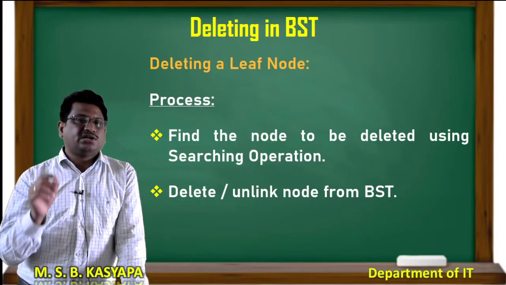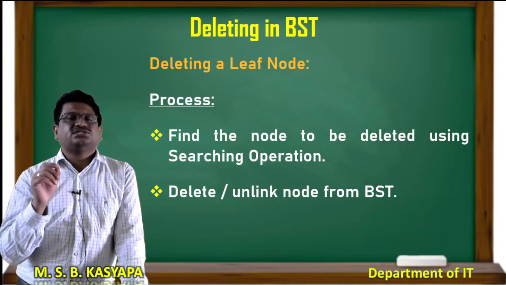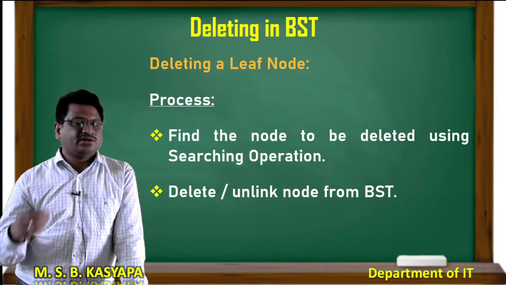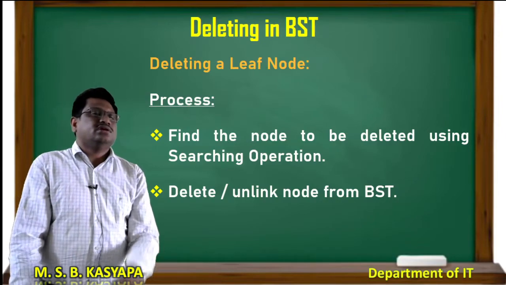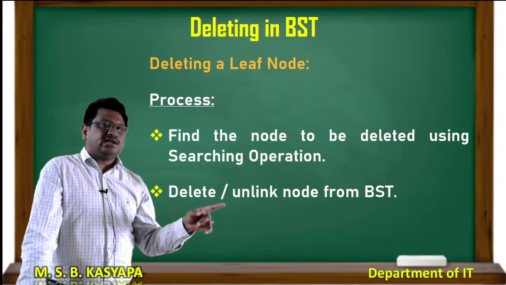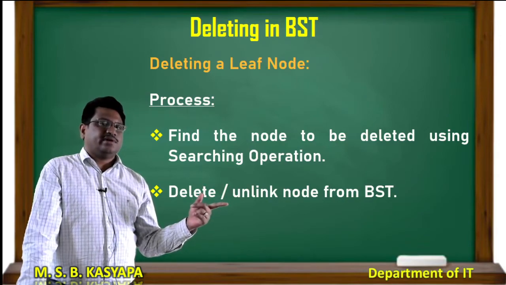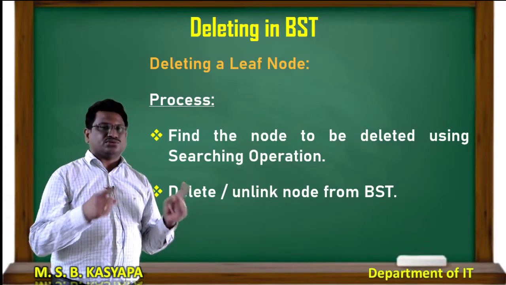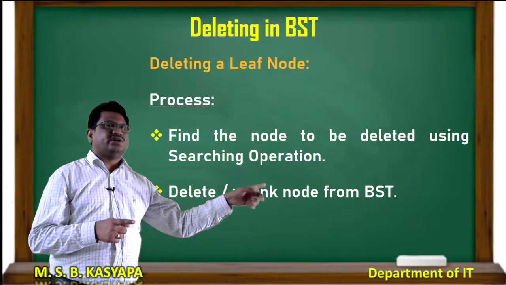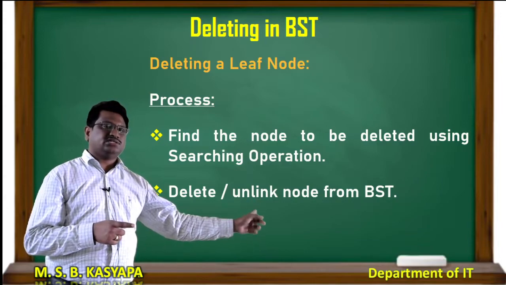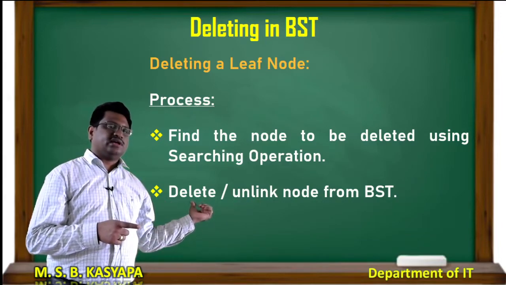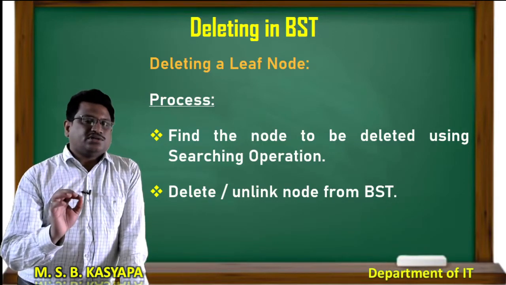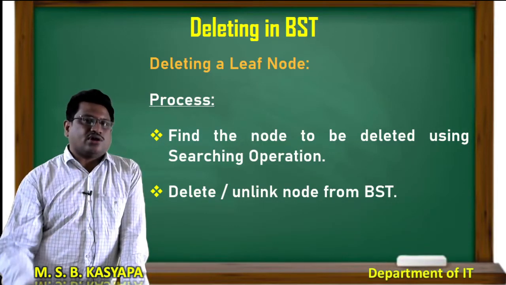If the particular node is found, and if it is a leaf node, then just simply delete or unlink it from the binary tree. See, delete happens in arrays, unlink happens in linked lists. In a linked list, we are cutting the link between the two nodes, so that is why it is an unlink. If it is a normal array, I will delete the values. Now, what is the process? Find the node, delete or unlink.